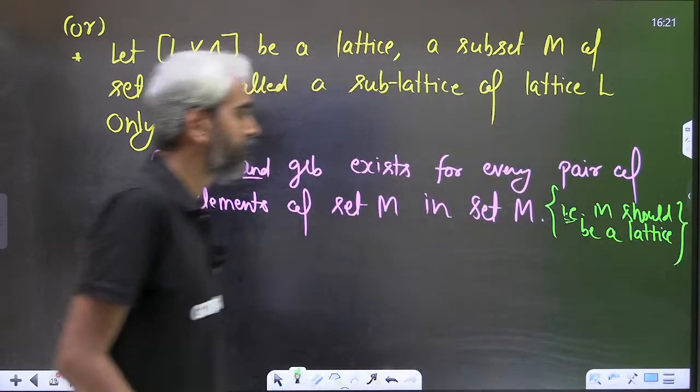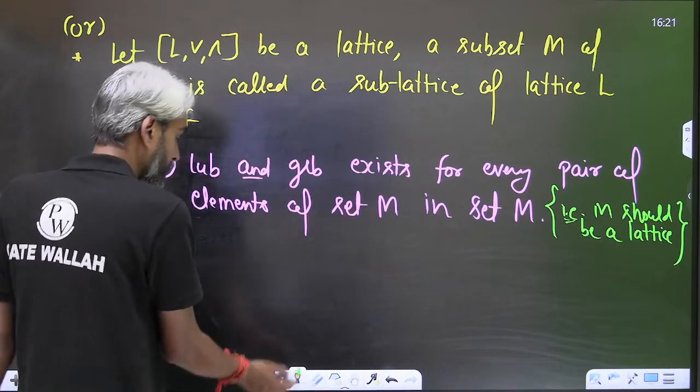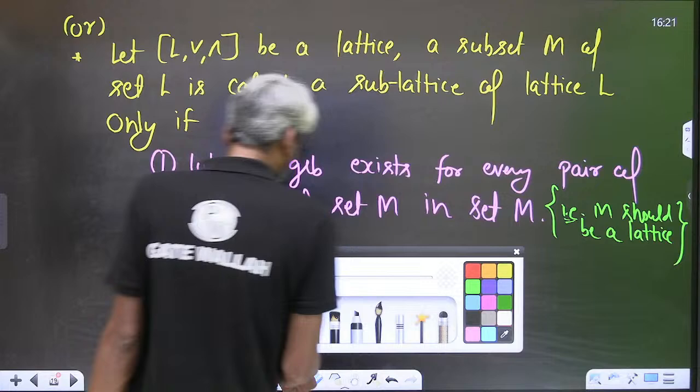M should be a lattice. If the subset itself is not a lattice, then forget about that. It can never become a sublattice of the original lattice L.